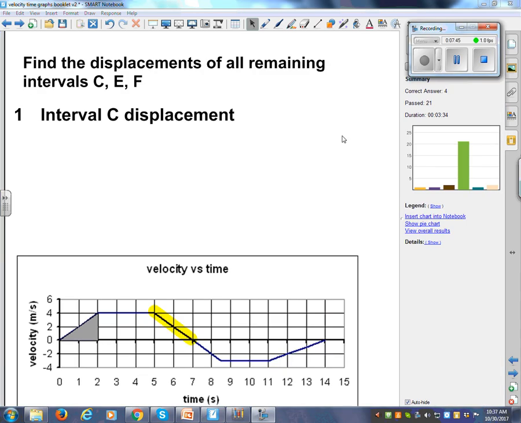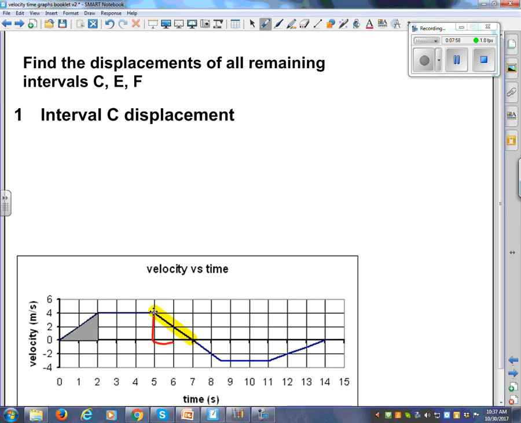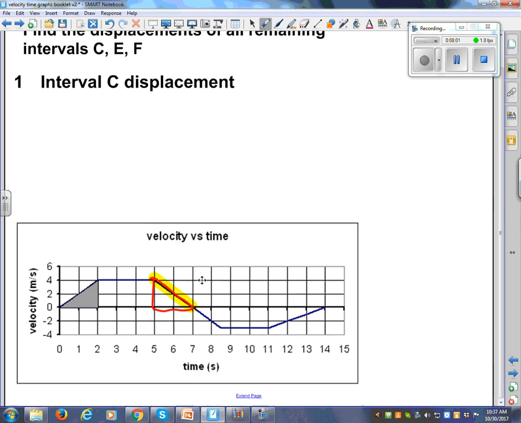Okay, so the displacement for interval C. It looks like I got several answers. Maybe some of you put 4.0, I don't know. But it looks like I got lots of answers there. So again, it's the area of a triangle. And the triangle is from 5 to 7. So the base is, it's 1/2 because it's a triangle. The base is 2 from 5 to 7, and the height is from 0 to 4. So it's 1/2 of 2 is 1 times 4 is 4. What do you know? It's 4 meters. It's exactly the same area as that one.